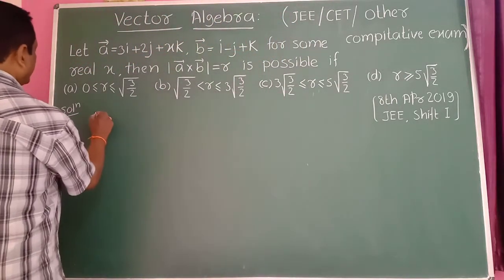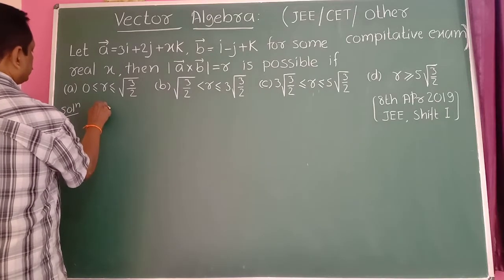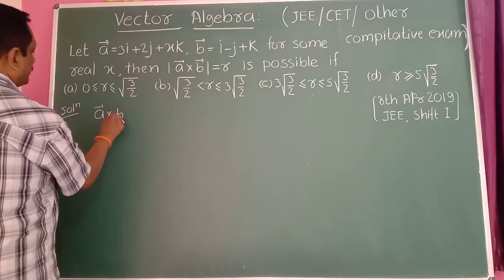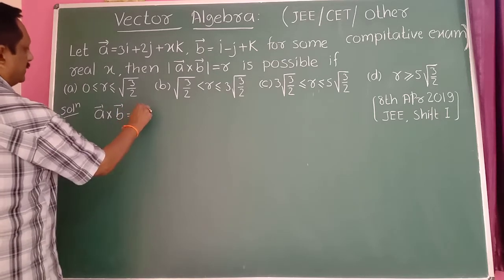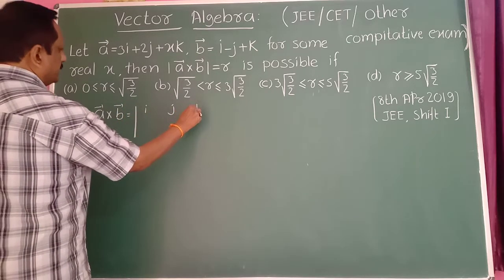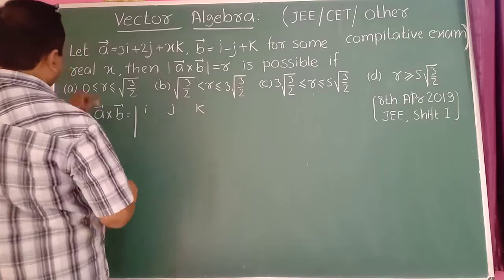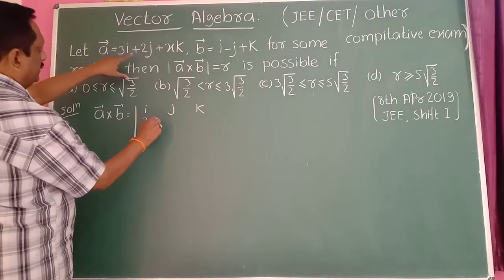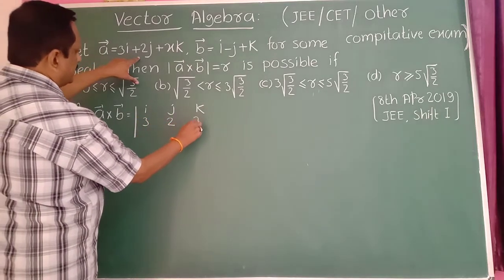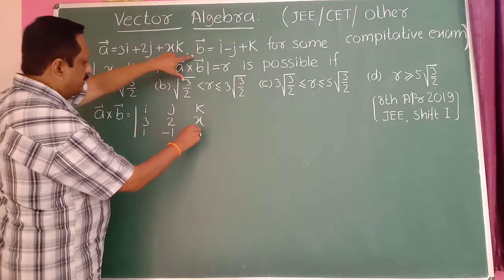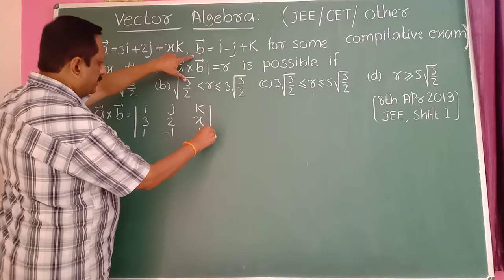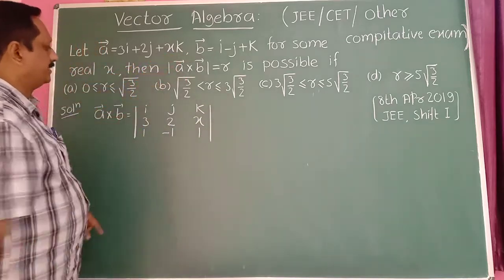So first you find here A bar cross B bar here. So cross product of the given vectors here. Determinant of i, j, k. A bar is this vector here. So 3, 2 and x here. B bar is 1, minus 1 and 1 here. Then expand the determinant here.